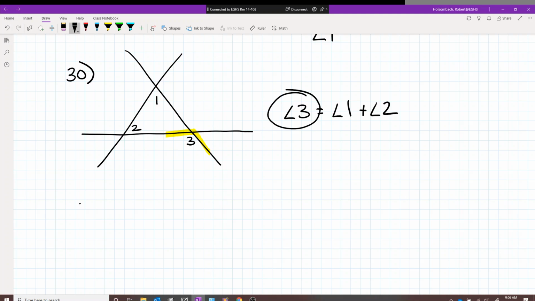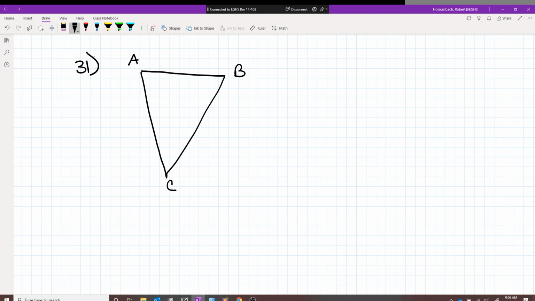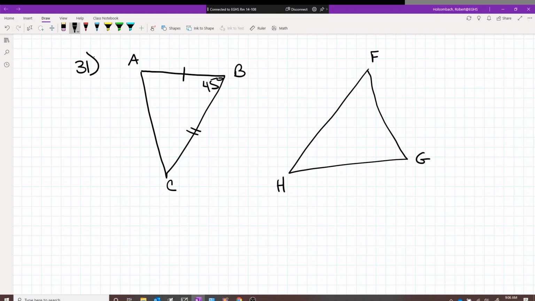Alright, number 31. Which of the following must be true? Diagram is not to scale. Okay, we got two triangles. Triangle ABC on the left has two congruent sides and a 45-degree angle. Then we have triangle FGH on the right, with two congruent sides and a 57-degree angle.